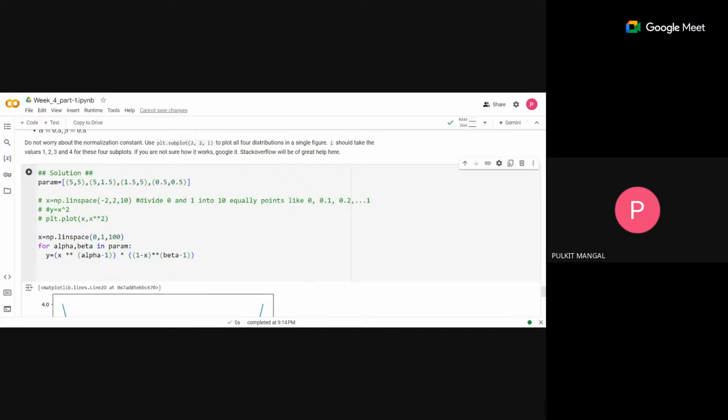You can use 1 comma 4, which is 1 row and 4 columns, so all your 4 figures would come in 1 row only. Another way is 4 comma 1, and all your 4 figures will come in 1 column. This i refers to the index point. If I enter 2, 2, 1, it will plot my figure in the first entry. If I put 2, 2, 3, it will plot my figure in the third entry. Is this function clear? How it works?